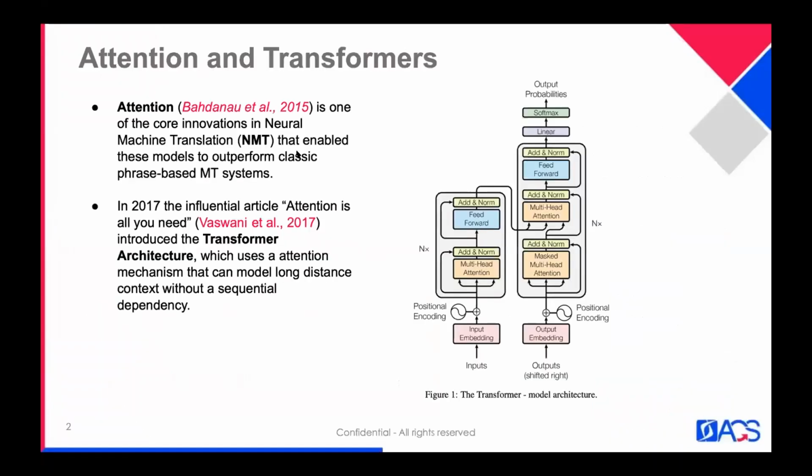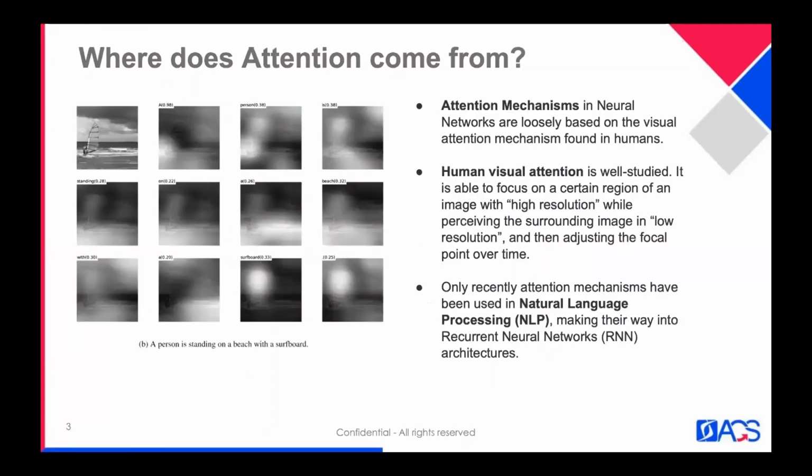So in the first part of the presentation, I will talk about the attention mechanism in natural language processing. And in the second part, I will talk about the transformer architecture and how they use the attention mechanism for achieving the best, state-of-the-art results in many natural language processing tasks. So first of all, what is attention and where does attention come from?